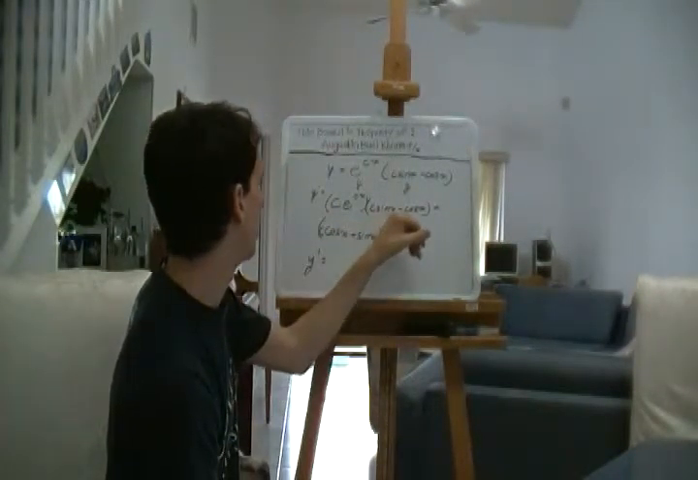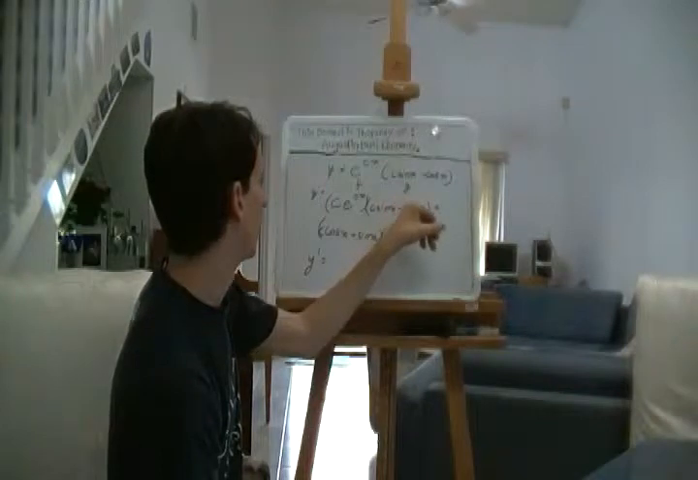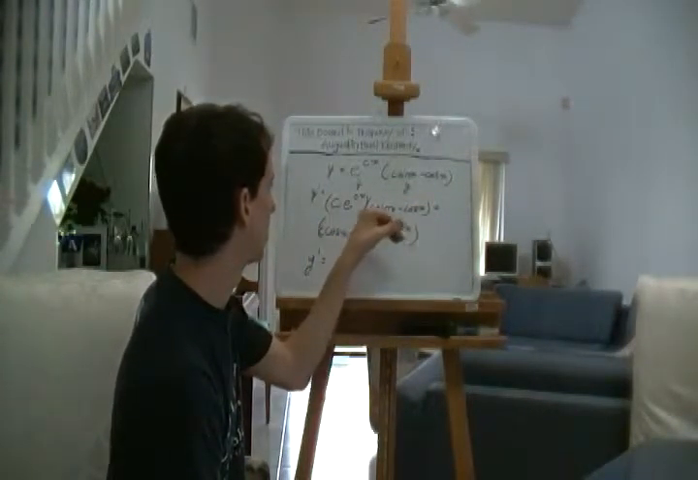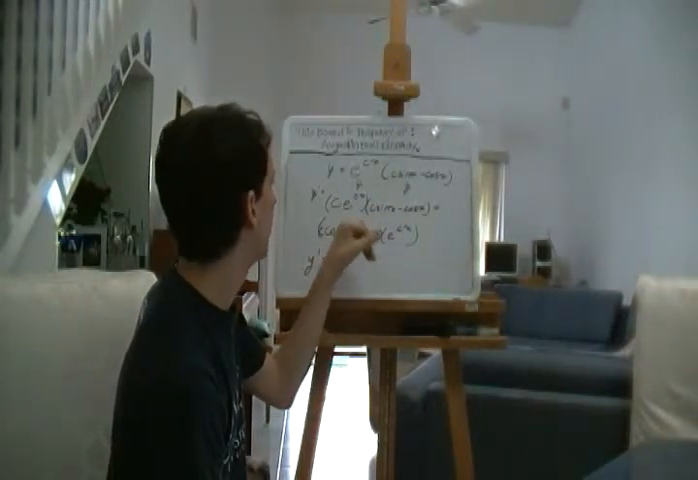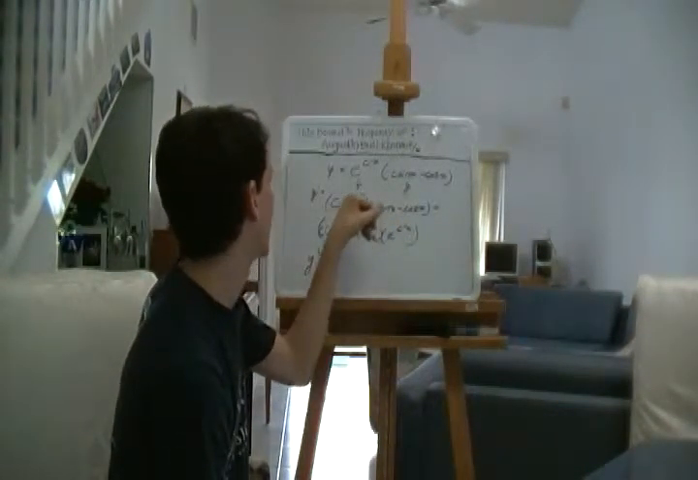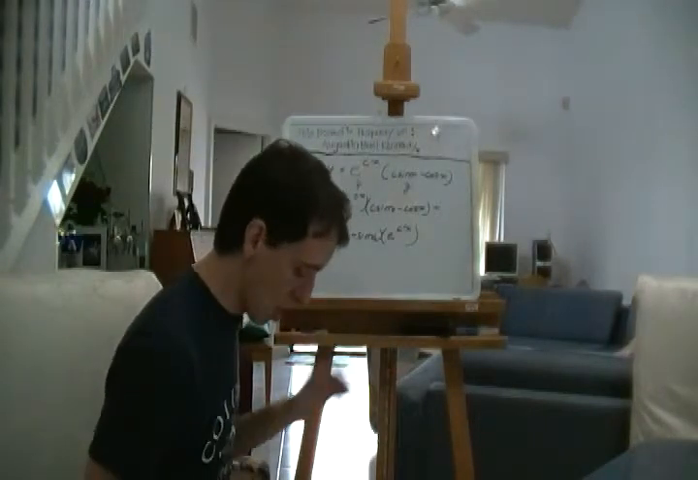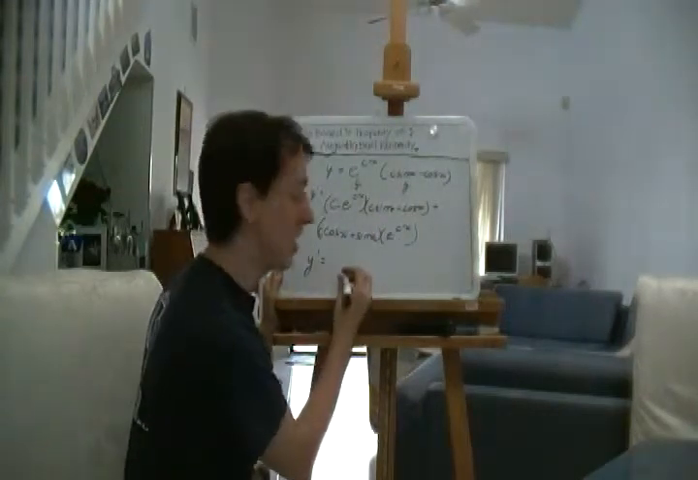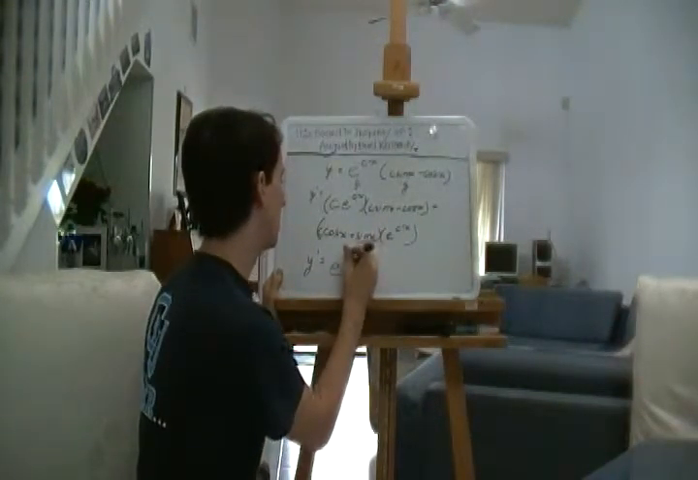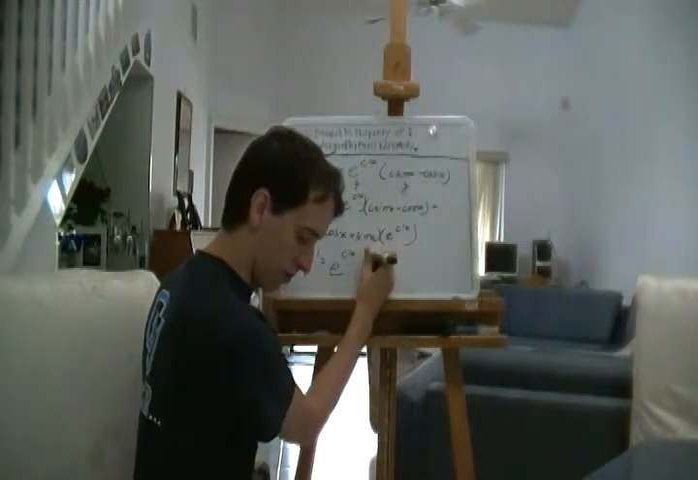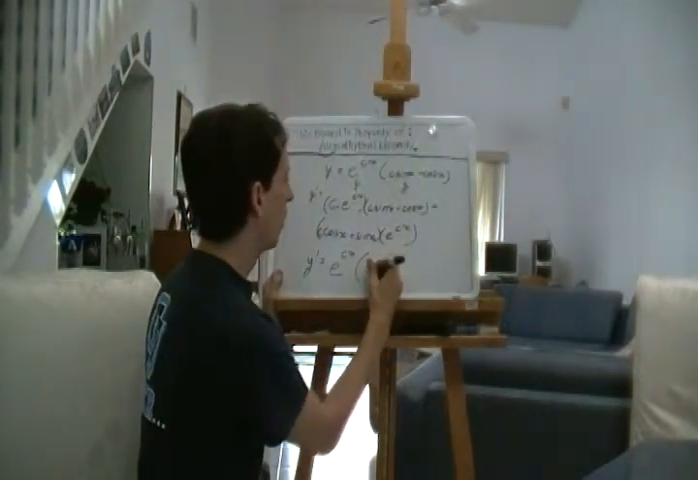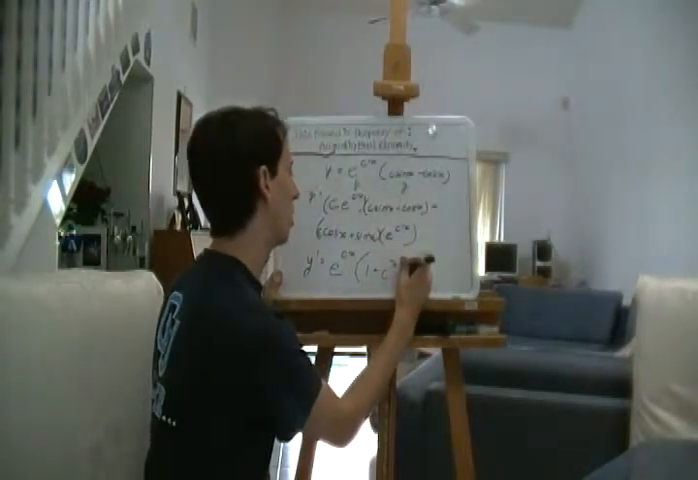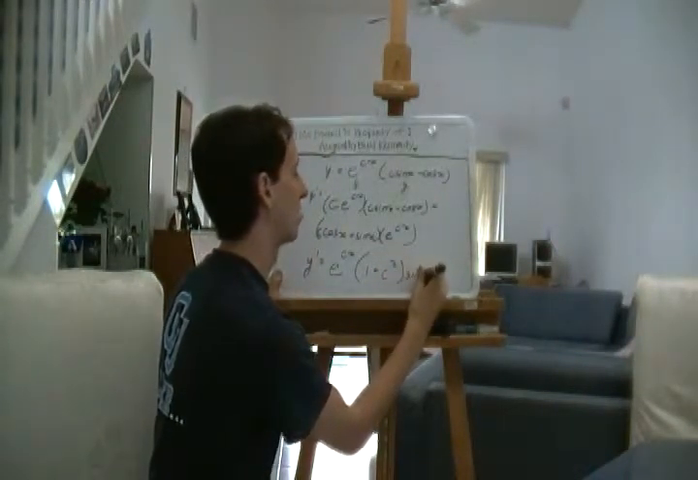But what you might notice here is that you have negative cosine x and c cosine x, and you have c sine x and a sine x, and you have two e to the cx's. So what you really have here is you can factor out an e to the cx from this sum, and we get e to the cx times (1 plus c squared) sine x.